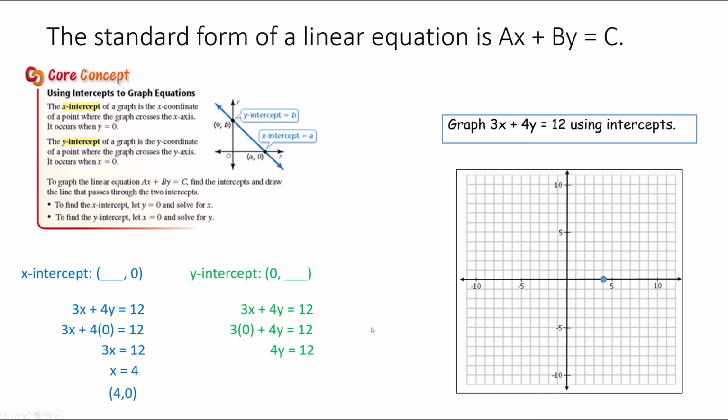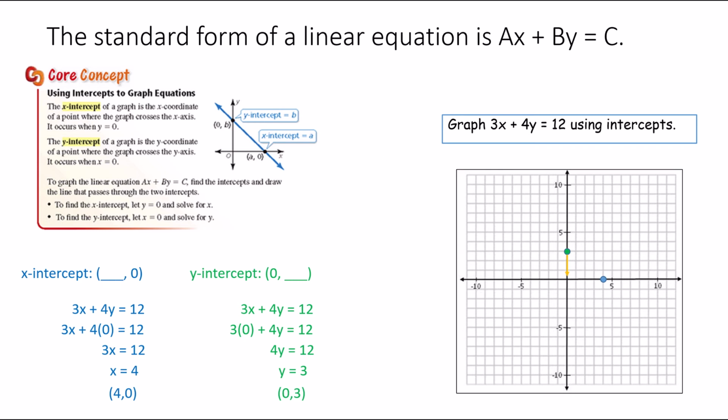3 times 0 is 0. 0 plus 4y stays the same. And I divide both sides by 4, and I get y as a 3. My y-intercept is the coordinate 0, 3, or it's this coordinate right here.